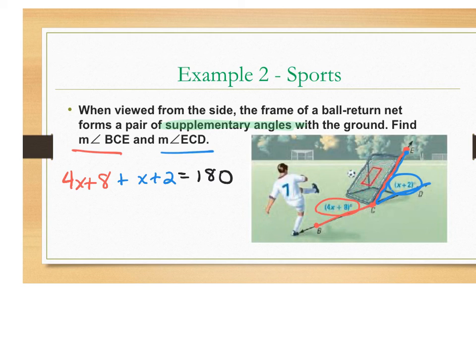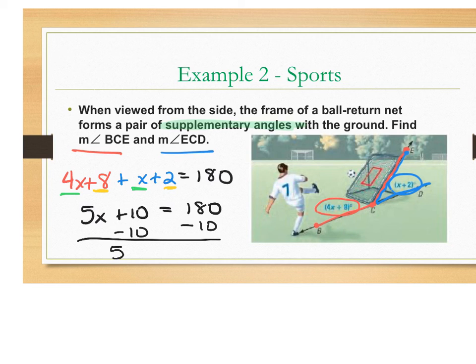I now need to solve for x, and then I substitute it back in to find the two angle measures. So I'm going to add my like terms. 4x plus 1x gives me 5x. Then I add 8 plus 2, and I get 10. Still equal to 180. Need to isolate x, so I subtract 10. 5x equals 170. Divide by 5, and x equals 34.